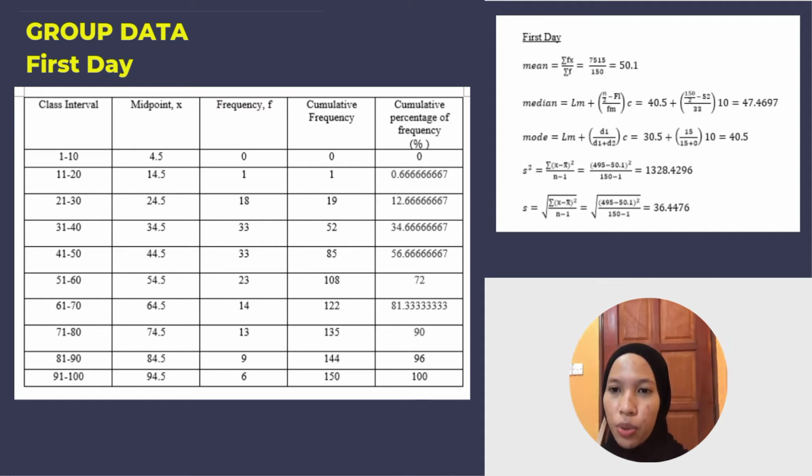So the table shows the class interval from 1 until 100, so we have 10 class intervals. And then the frequency, the total of the cumulative frequency, which is 150, because we have 50 data for every type of vehicle. And then we find the mean, median, mode and variance.